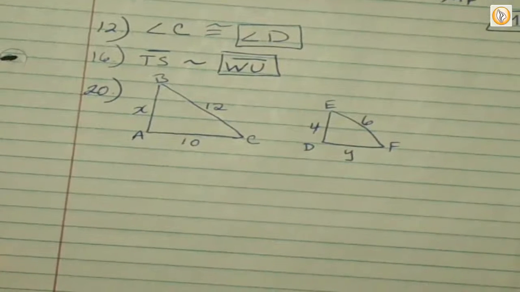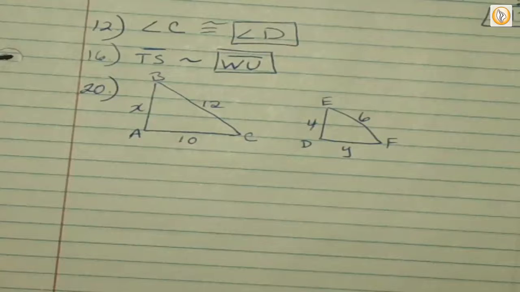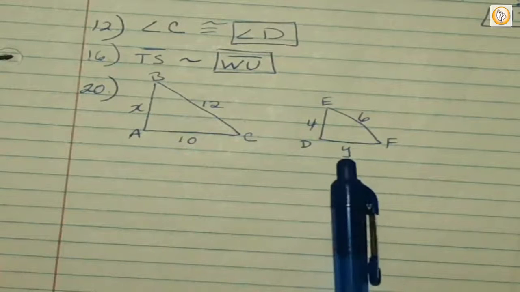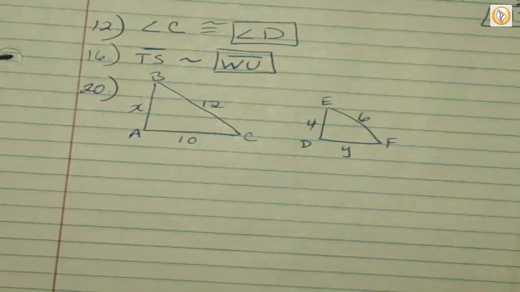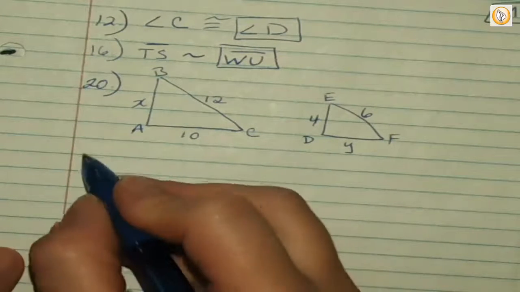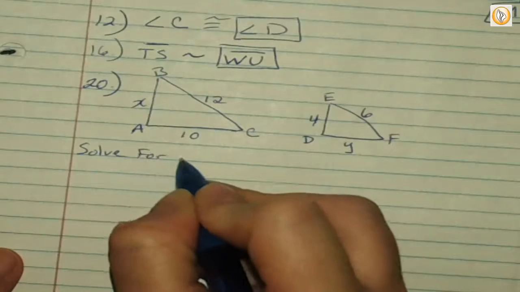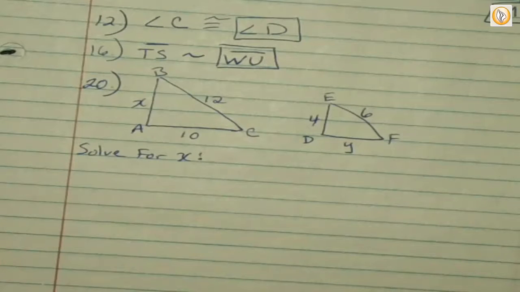Okay, so that's what's in your book, and that is a crazy looking triangle. All right, we gotta solve for x and y. So guys, watch very carefully how we do this. We're gonna first solve for x. We're gonna set it up as a proportional.